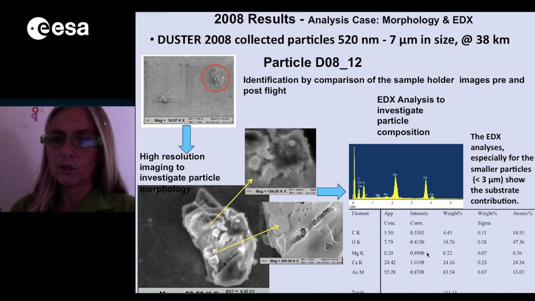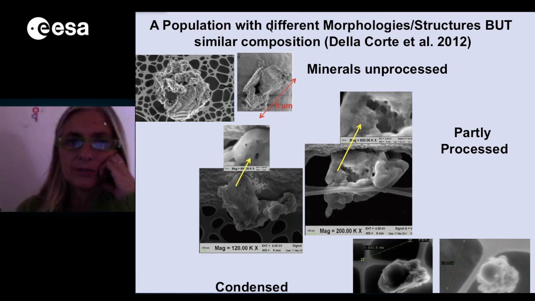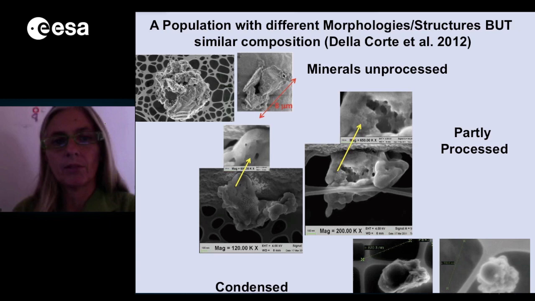And as you can see, the calcium peak is very important in this case. The content of calcium is quite high, as also in the other particles that were collected. So the interpretation of this family, because of the different morphology, was that we could observe grains like this that are mainly minerals, but some of these went through some kind of heating process. So these particles were partially processed for this family here.